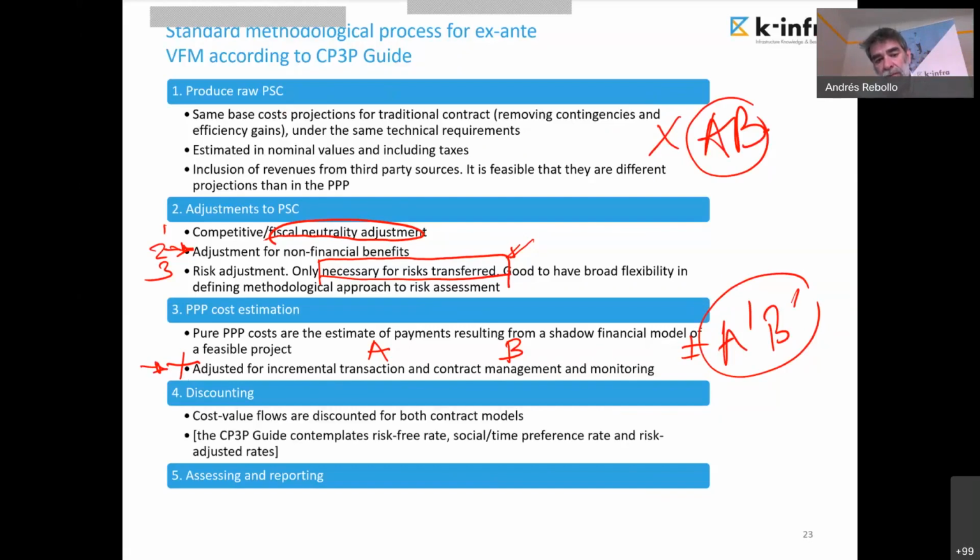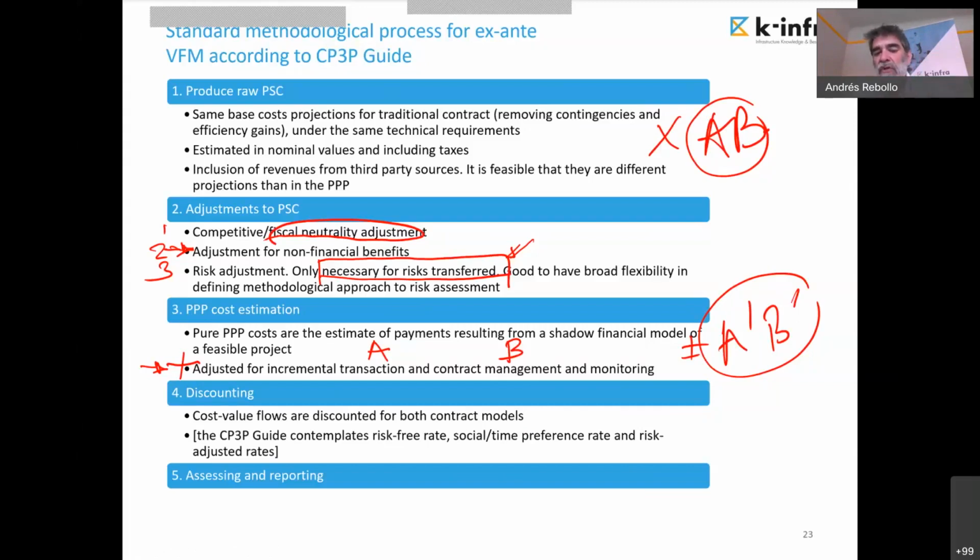Discounting. The value cash flows, I mean, the cash flows in terms of cost, net cost, are discounted in both models using the same rate of discount. Not always is the same rate of discount used in reality. Particularly in Australia, they may use, depending on the circumstances, different rates. But for the PPP guide, it's typically the same rate of discount.